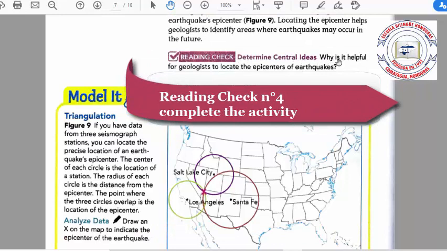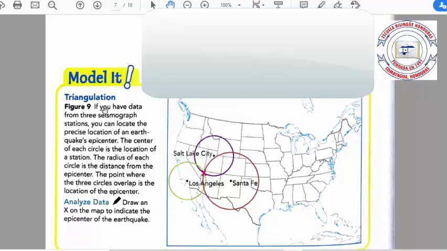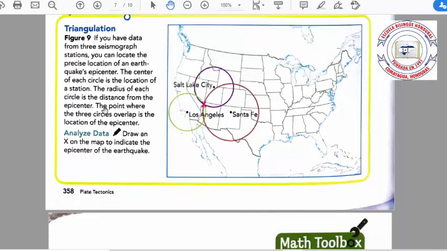Determine the central idea. Why is it helpful for geologists to locate the epicenters of the earthquake? Underline that question over here, guys. Model it. You have a map of the United States, guys. For example, figure 1 is over here. If you have data from 3 seismograph stations, you can locate the precise location of the earthquake's epicenter.